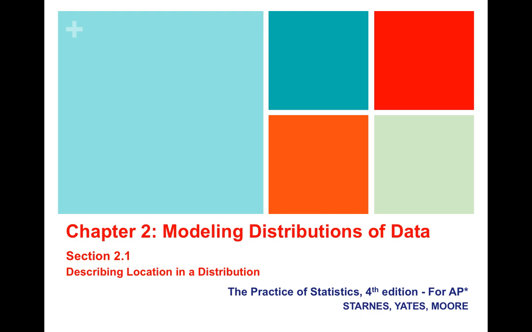So in chapter 2, we're going to begin to look at measuring location in a distribution. So things like percentile. When you get your standardized test score and they say that you're at the 85th percentile, what is that telling you? And then how is that calculated when you look at everybody that took the test?